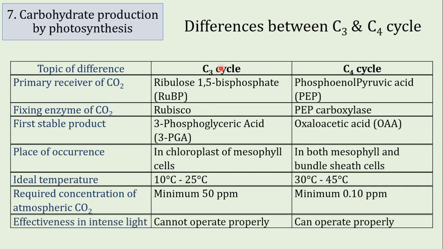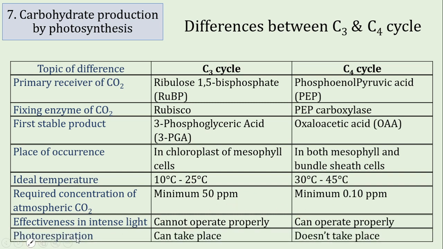And C3 cycle is not effective to operate in intense light. C3 cycle cannot operate at intense light or extreme temperature, while the C4 cycle can operate very well, efficiently, in intense light or at intense temperature. And a phenomenon called photorespiration can take place in the C3 cycle when there is intense light or intense temperature. But in case of C4 cycle, the photorespiration doesn't take place.